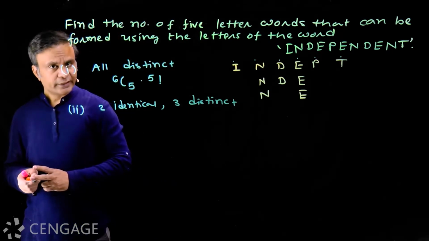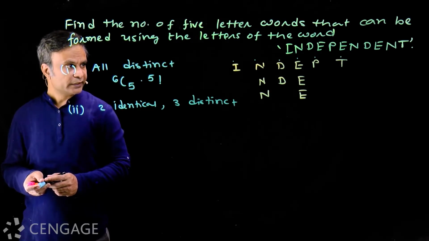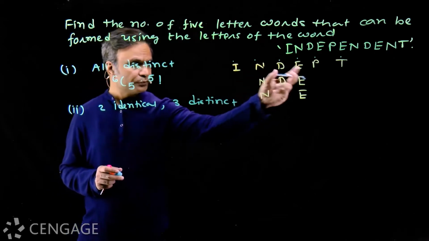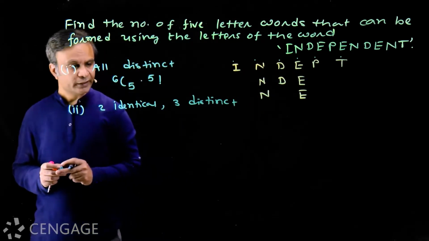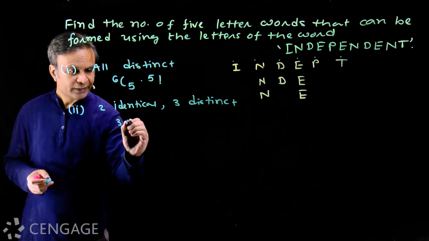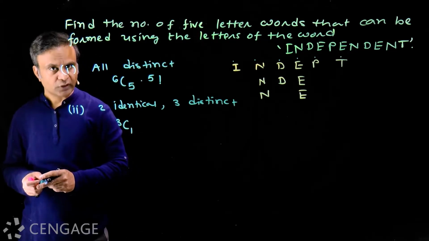Now 2 letters are identical. Those letters may be double N, double D or double E. We have here 3 options for 2 identical letters. We can select one pair of identical letters from 3 options in 3C1 ways.